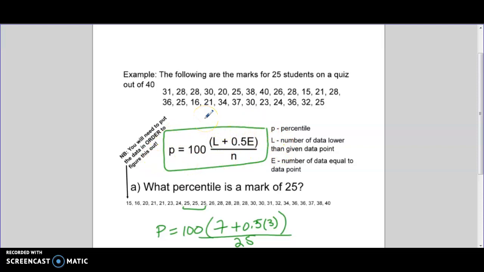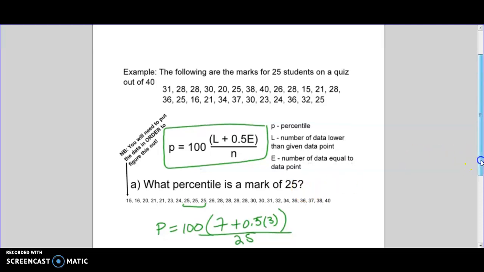In that formula, P is the percentile. L represents the number of data points lower than the given data point. In this case, the number of data points we'd have below 25. E represents the number of data points equal to 25. And N is still the number of data points that you have.